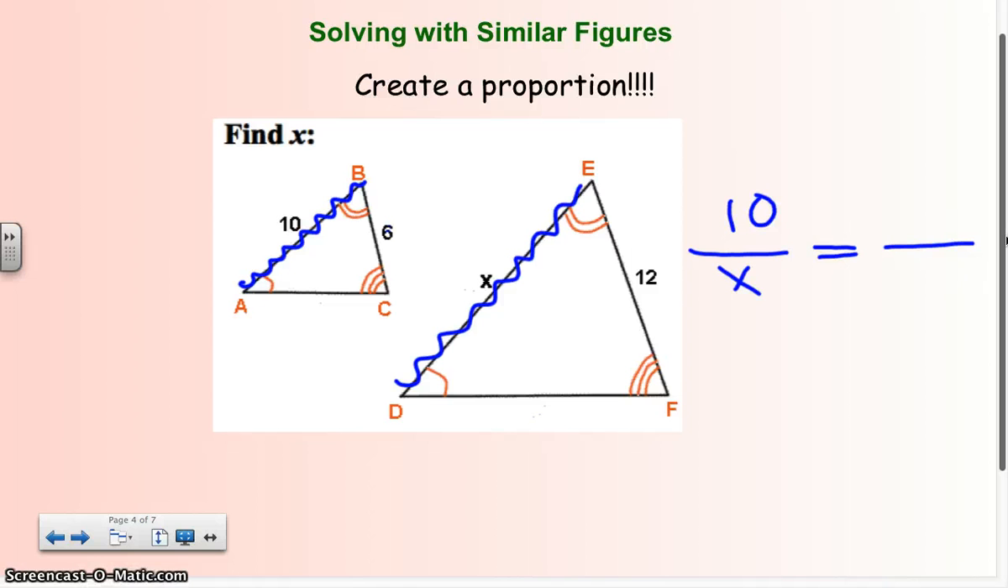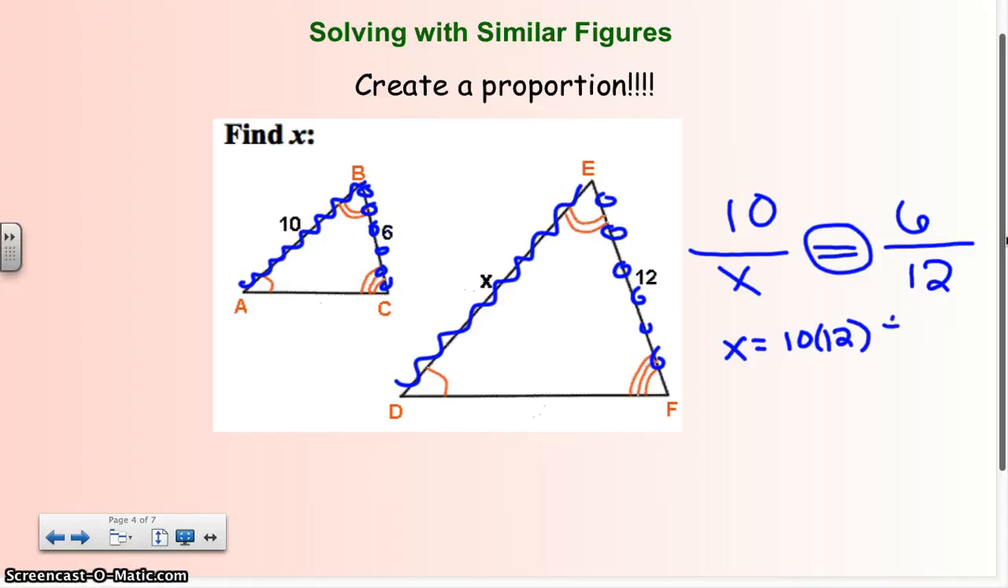As, the equals means as. Then I go back to the original, 6 is to what? 12. 6 is to 12. And then I solve, as we normally do. So x would be equal to 10 times 12 divided by 6. 120 divided by 6 is 20. X equals 20.